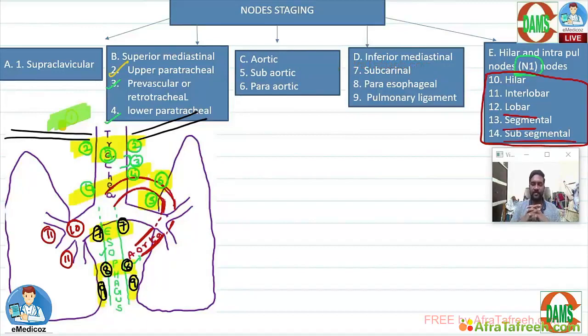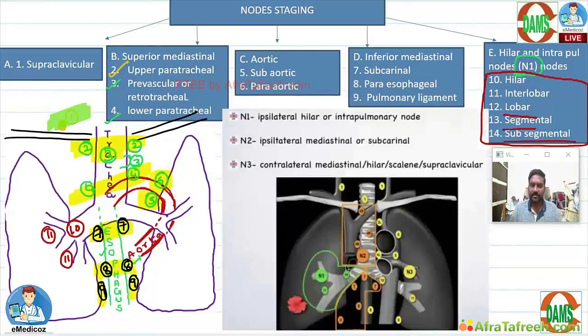This is also called the N1 station: involvement of any one of these, hilar or interlobar, lobar, segmental or subsegmental. Now based on this, how is the nodal staging given? N1 means involvement of ipsilateral hilar or intrapulmonary nodes. I'll give you an example.